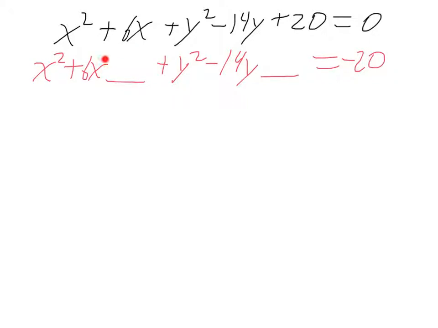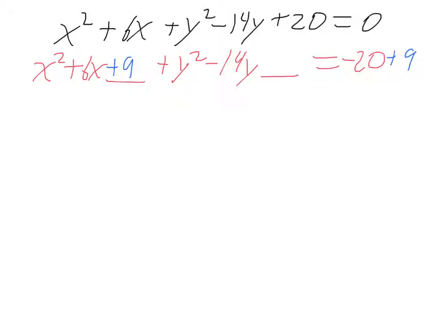So first, let's do the x's. What do I need to add right here to make this a perfect square? Well, as always, it's (b over 2) squared. So that's 6 divided by 2, which is 3. Squared is 9, so I'm going to add 9 to the left side of the equation. I'm just adding 9 to the left side, which means I'm also going to add 9 to the right side.